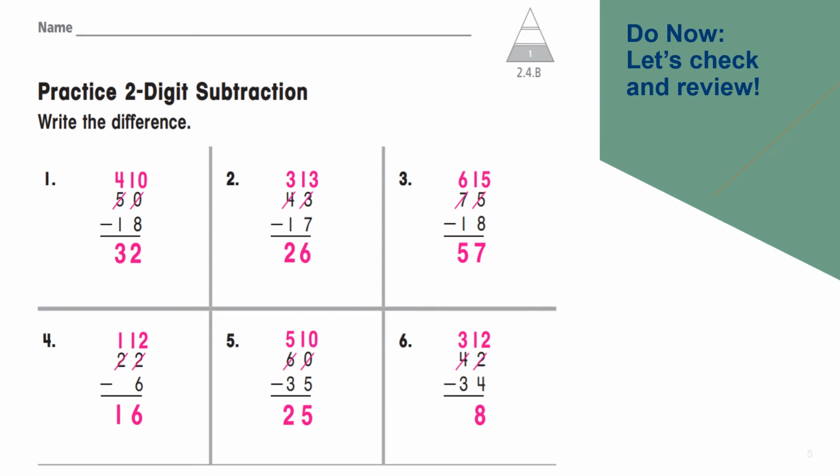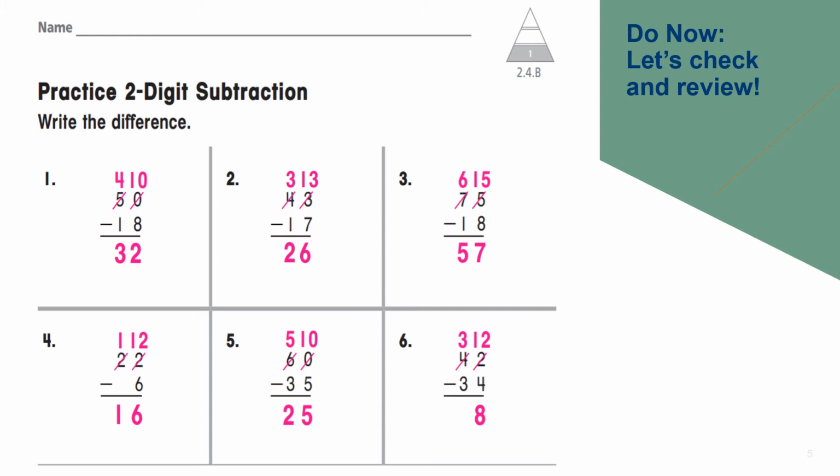Number 4, I have 22 minus 6. Well, I know that I'm going to always subtract starting with the ones place. So 2 minus 6 is impossible because 2 is a small number. So I have to go to my tens place to regroup.